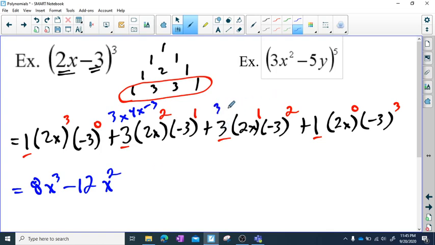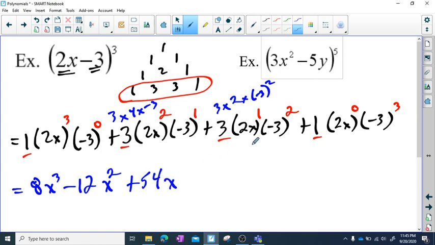You don't have to write it up here. If you have a calculator, especially one with on-screen typing, just type in 3 times 2 to the 1 times negative 3, make sure you put it in brackets, squared. 3 times 2 is 6. This would be a positive 9. This should be a plus 54.